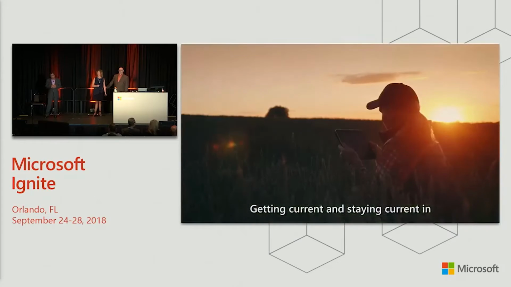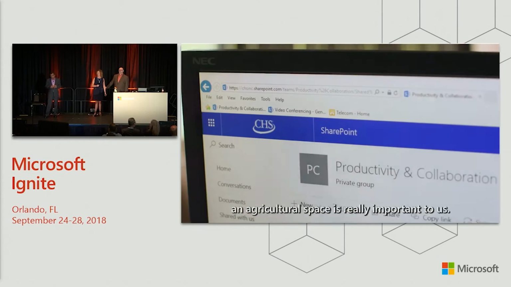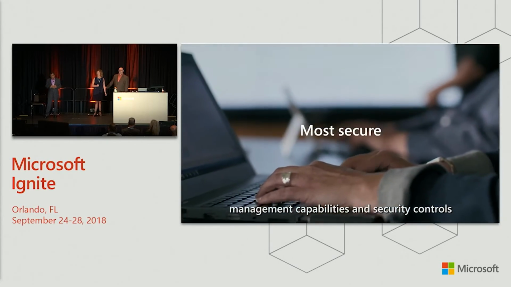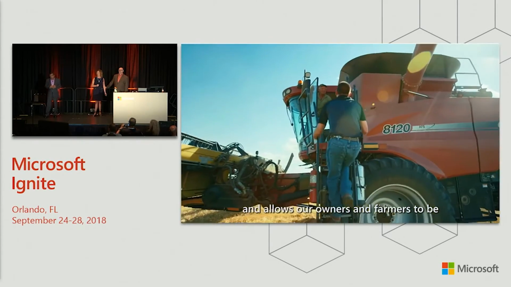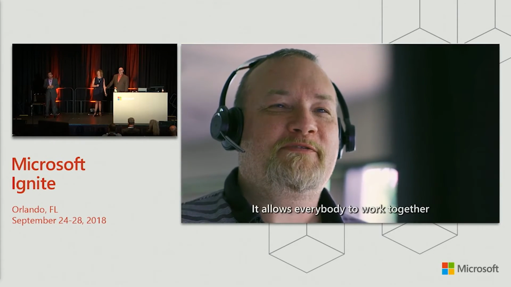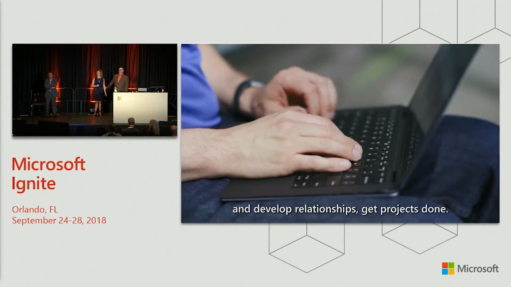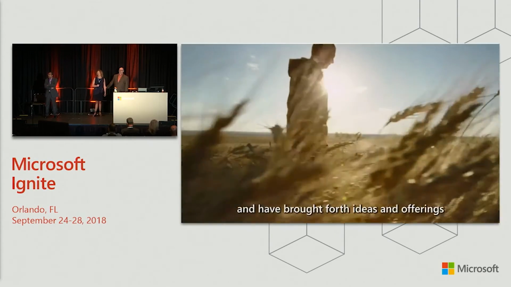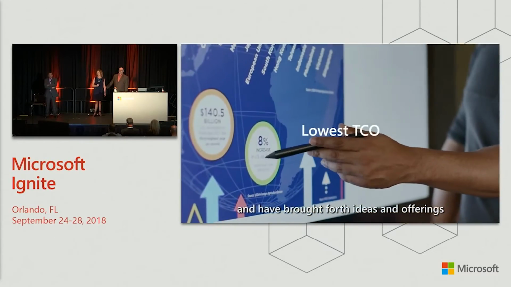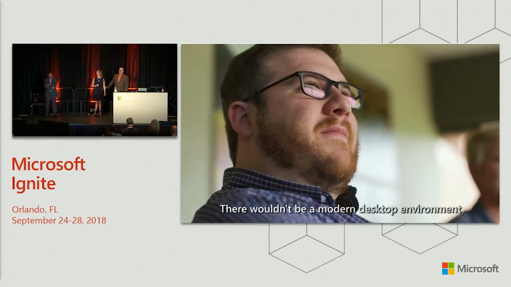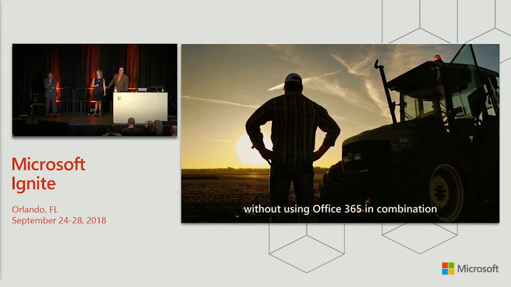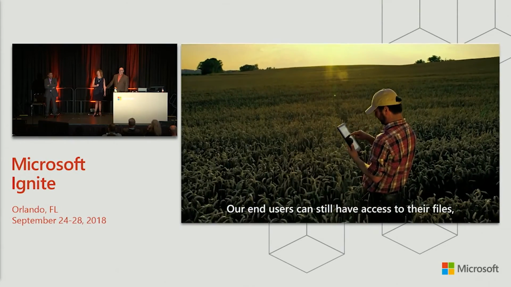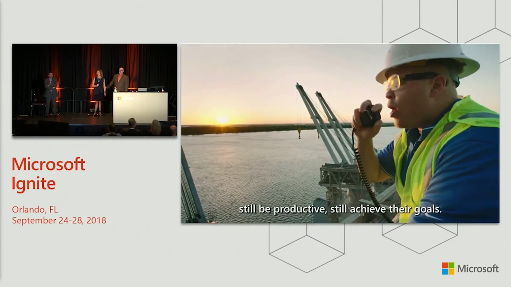Getting current and staying current in an agricultural space is really important to us. Migrating to Windows 10 brings increased management capabilities and security controls, and allows our owners and farmers to be more productive. It allows everybody to work together and develop relationships, get projects done. Dell EMC has come in as a partner and have brought forth ideas and offerings that support our environment. There wouldn't be a modern desktop environment without using Office 365 in combination with Windows 10. Our end users can still have access to their files, still be productive, still achieve their goals.